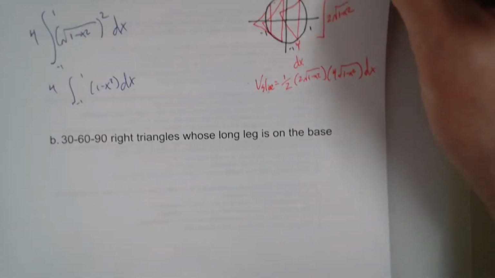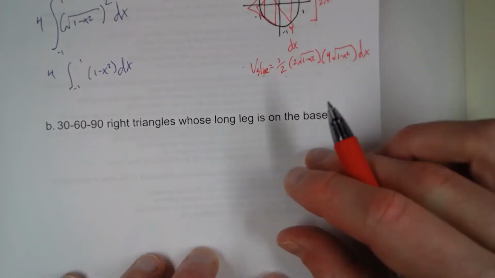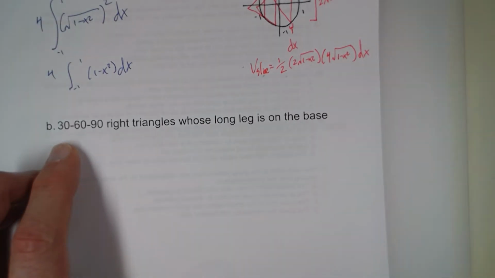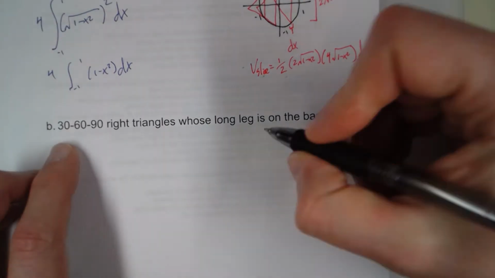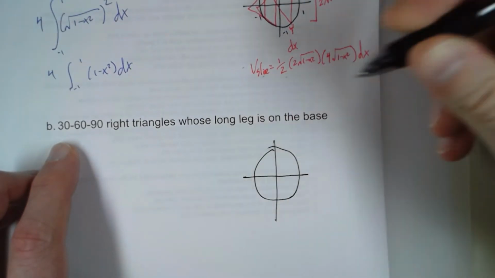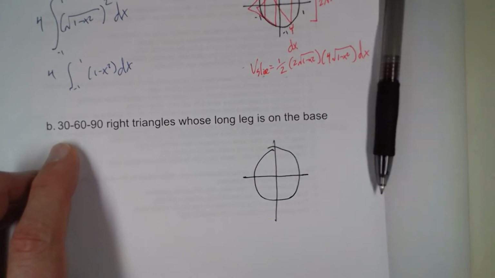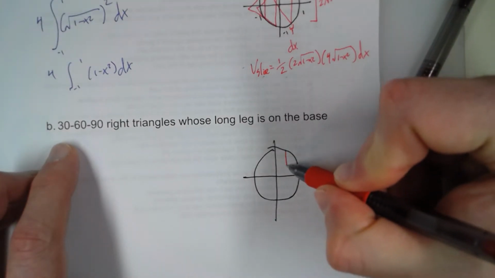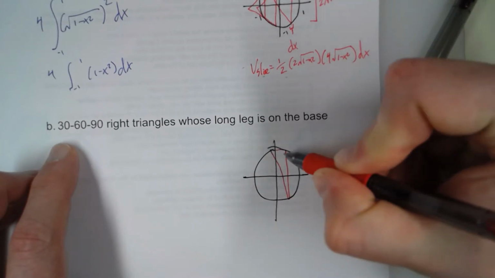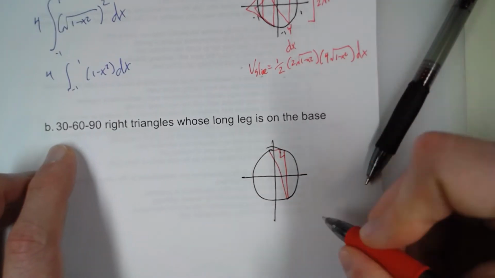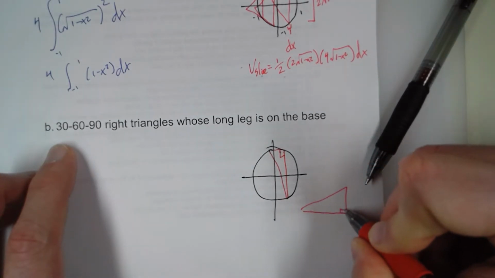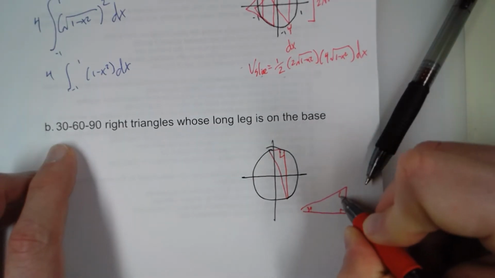Now letter B, here we have a right triangle, and it's a 30, 60, 90 right triangle whose long leg is on the base. So here's my region again. And so this right here is the long leg of a 30, 60, 90 right triangle. So if I draw this off to the side, here's 30, here's 60, and there's 90.